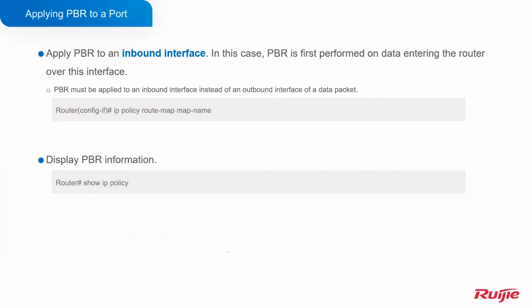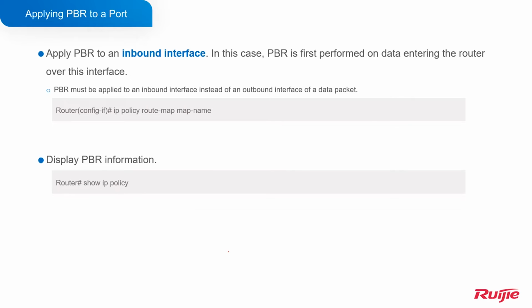Okay. And the last step is to apply PBR to a port. Apply PBR to an inbound interface. So in this case, PBR is first performed on data entering the router over this interface. And PBR must be applied to an inbound interface instead of an outbound interface of the data packet. Because if we apply it to an outbound interface, you can think about it. When will a packet be operated by an outbound interface?